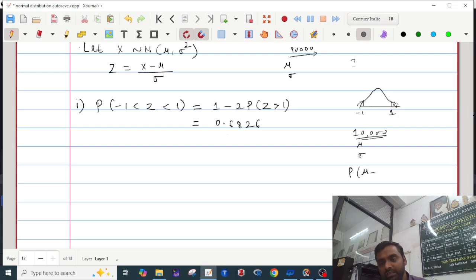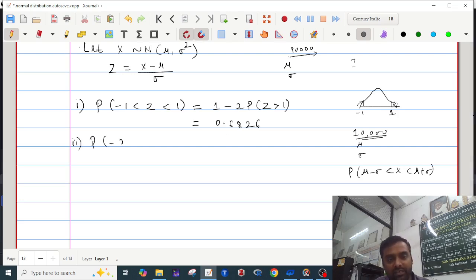probability of mu minus sigma less than x less than mu plus sigma. The probability is this one. So 6,826 out of these 10,000 observations lie between plus minus 1 sigma. That's it. This is the meaning.